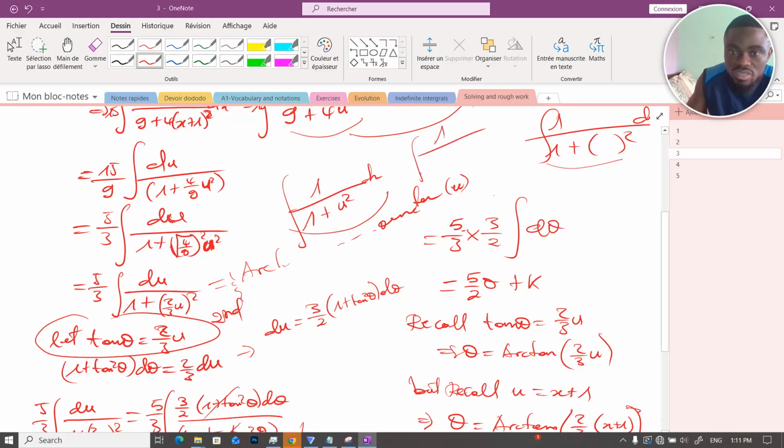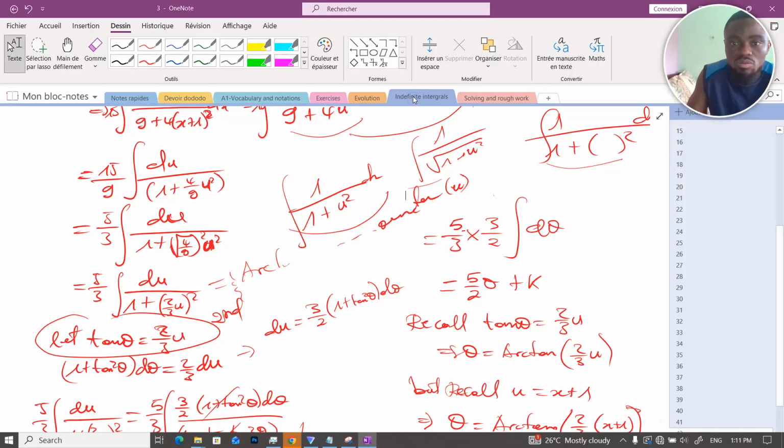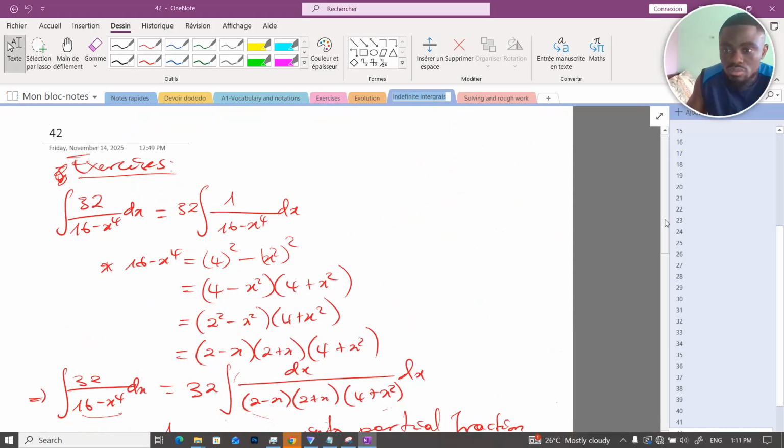The same thing for sine. If you have the integral of 1 all over the square root of 1 minus u squared, just u, or just x squared, just recall directly that it is equal to arcsine. If you are in an exam and they ask you to prove this, that's where you will say let tan theta be equal to this. I hope you get what I'm saying. Now let's go back to what we were doing.